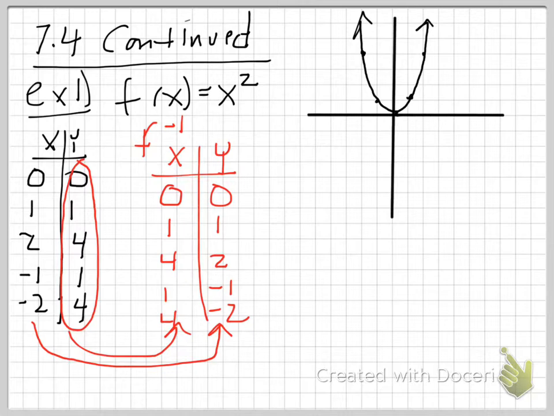Now if we plotted the inverse on the same graph, something interesting happens, and you'll notice in a second. If you plot 0, 0, you still have that same coordinate, and 1, 1 is still right there. And then if we plotted 4, 2, that would be right here. And if we plot 1, -1, that would be that coordinate. And then if we plot 4, -2, so our graph here would look something like this.